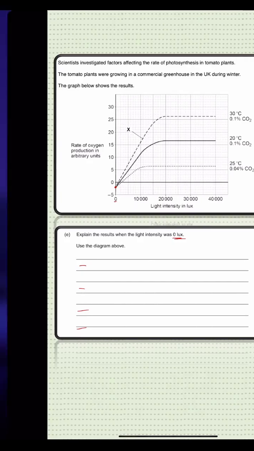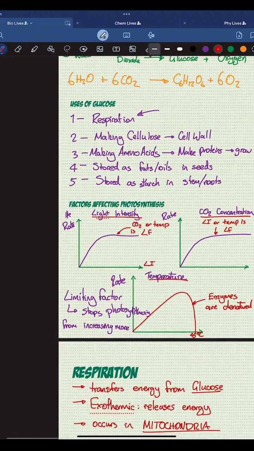You would expect it to be zero. In the rate graphs, these graphs here, it's zero. That's zero, that's zero, that's zero. And this one, it's not zero. Why is it not zero? Yes, there's no oxygen production, but why is it not zero? If there's no oxygen production, doesn't it mean it should be at zero? Yep. Respiration. It's to do with respiration.